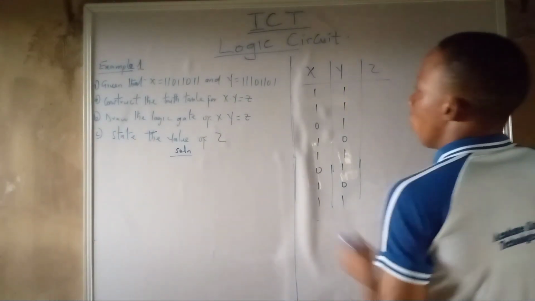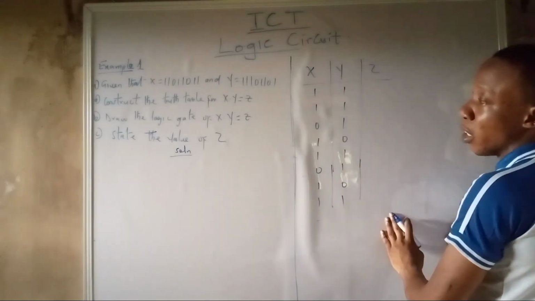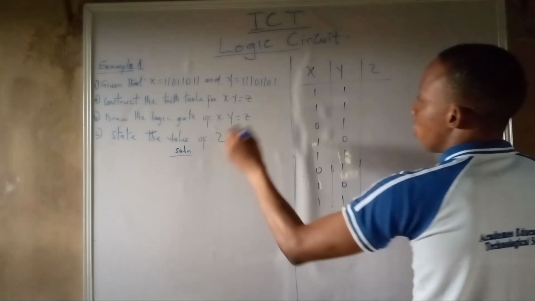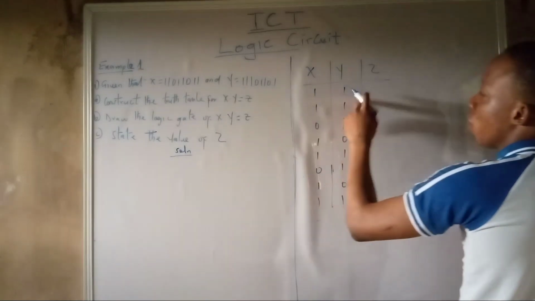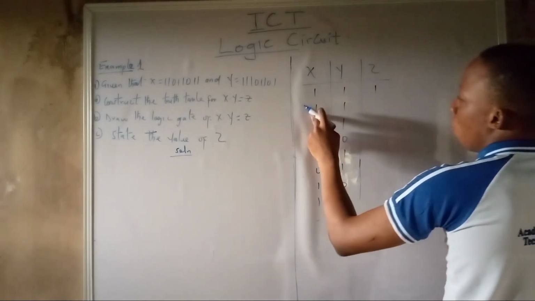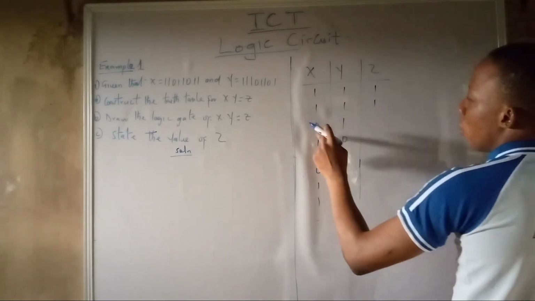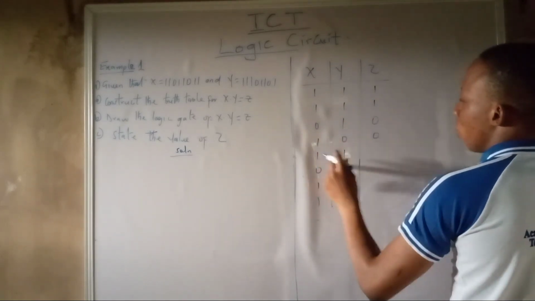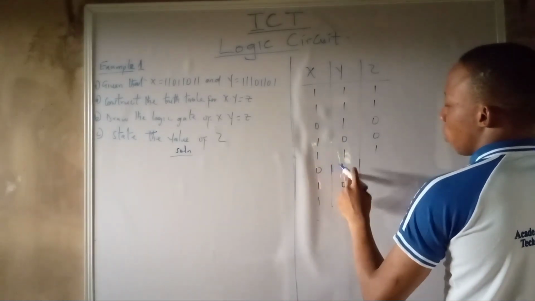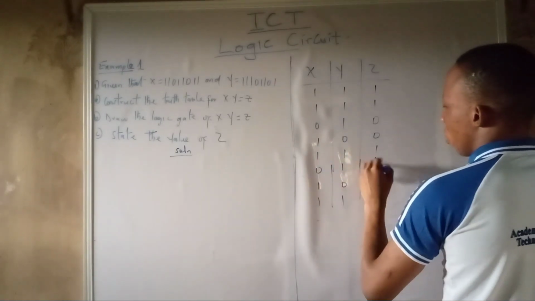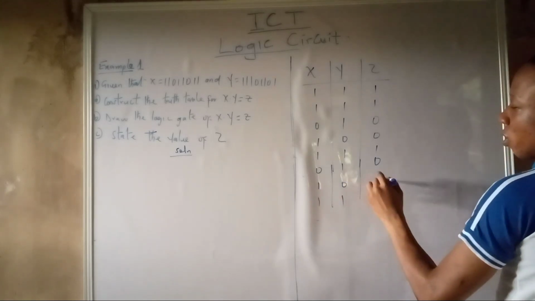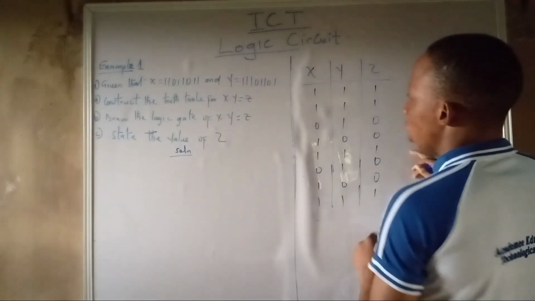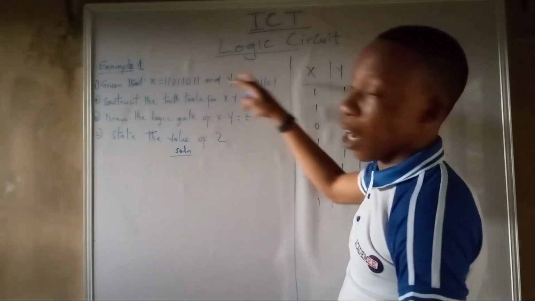Now what's going to be our answer for the Z? Can you remember this sign? This is the multiplication sign. So 1 times 1 is 1. 1 times 1 is 1. 0 times 1 is 0. 1 times 0 is 0. 1 times 1 is 1. 0 times 1 is 0. Sorry, 1 times 0 is 0. And 1 times 1 is 1. So this is the output of your X and Y.